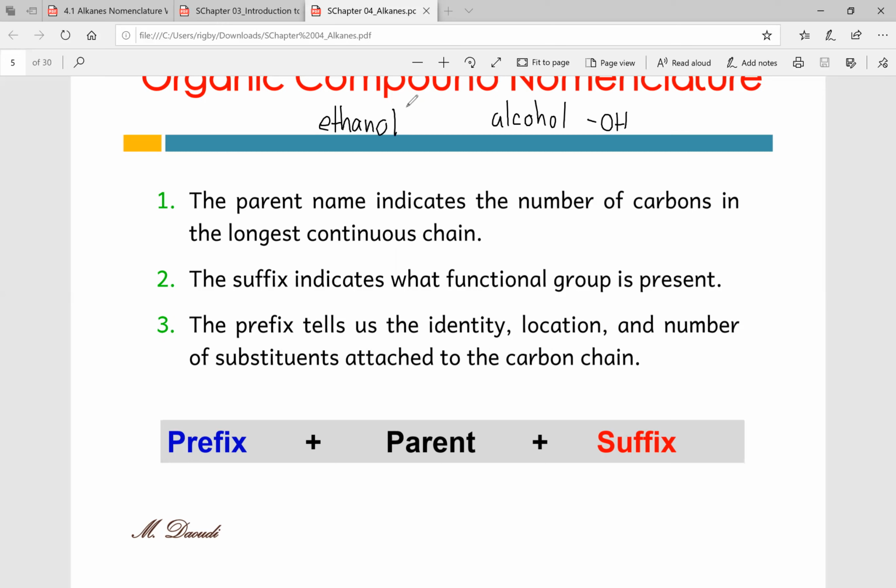If I was going out to my lab or whatever, and I said, do you have alcohol? And they're like, what do you mean? And I say, oh, ethanol. That makes a lot more sense to somebody who's working in a lab, giving you something that you need. That may have been a weird explanation, but that's why it's important to be able to name these things in a systematic way.